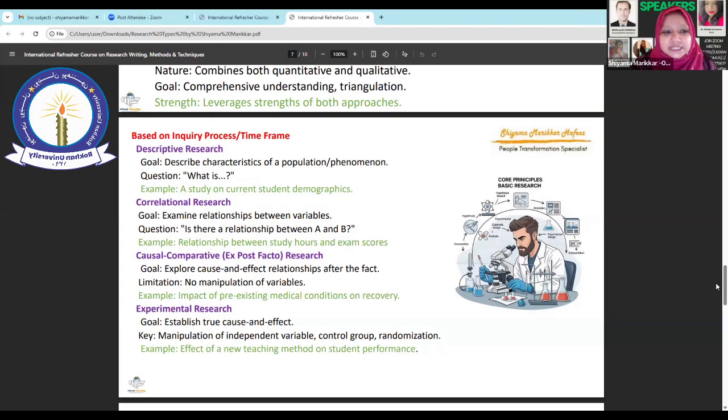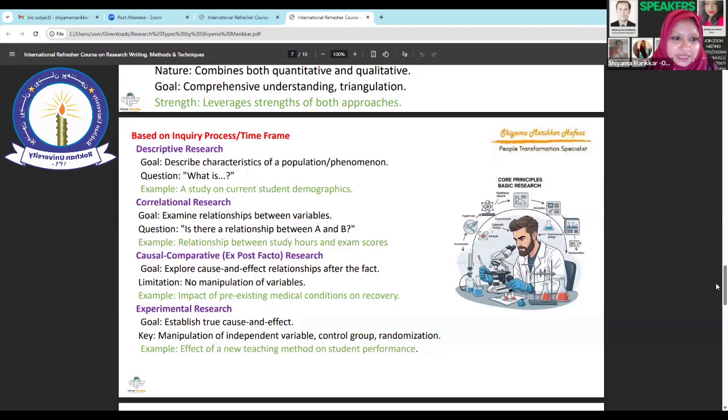So it's like detailing, right? What is? For example, a study on current student demographics. How many students, how many girls are studying this research course? How many in this platform can we count? How many women are present here? How many gentlemen are present here? So what is the demographic, these things, we can analyze that. That's a simple example, but descriptive research is all about what is it. So it could be characteristic-wise.